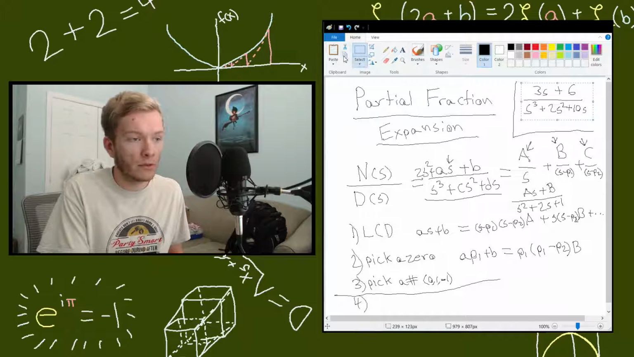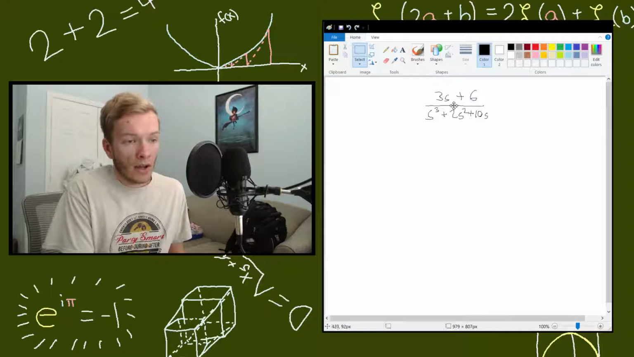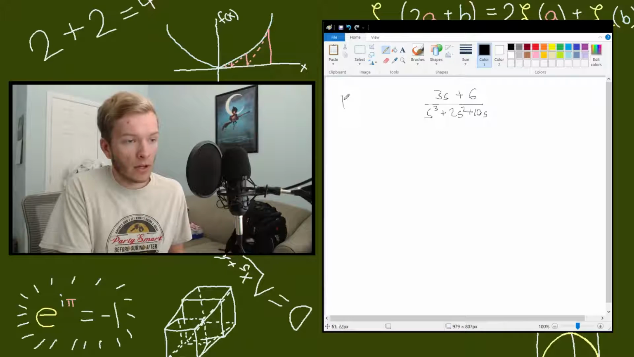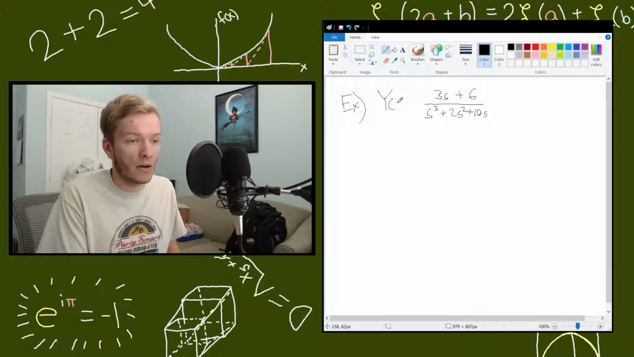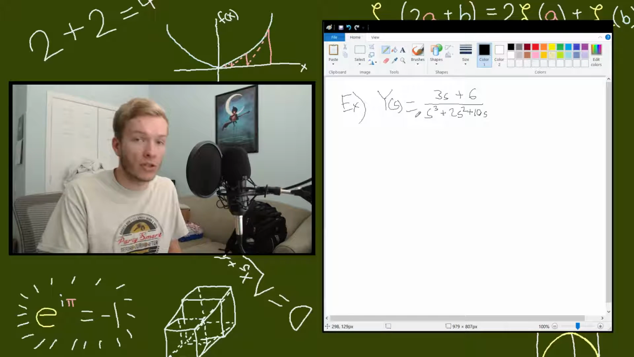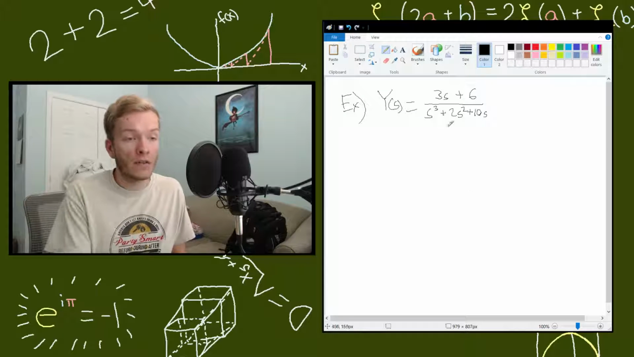So I'm going to just cut this guy out and then we're going to get a new screen and we're going to paste him in. Alright, so this is our example. So I'm going to write EX over here. And so this is what we're working with. We're just going to say, I don't know, y of s is equal to this function here. And we want to find the partial fraction expansion of this function.